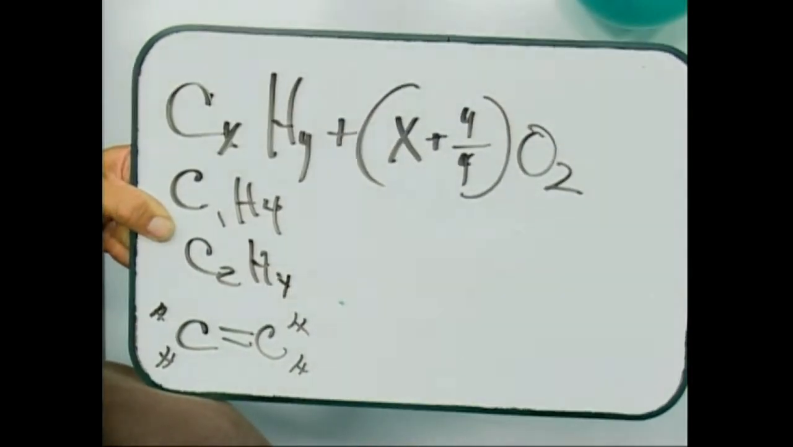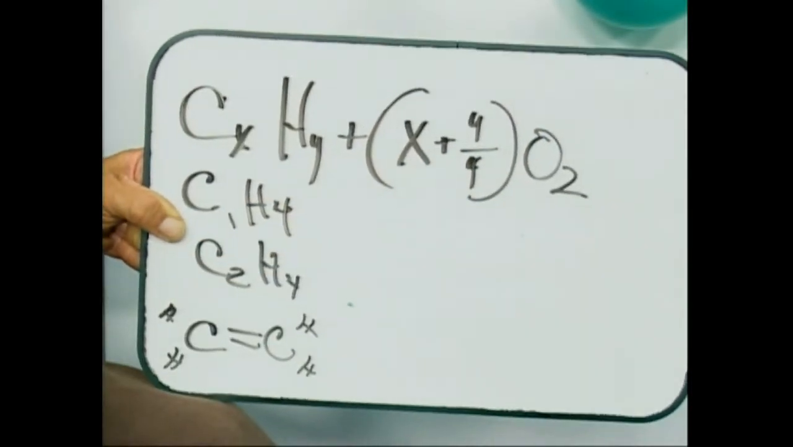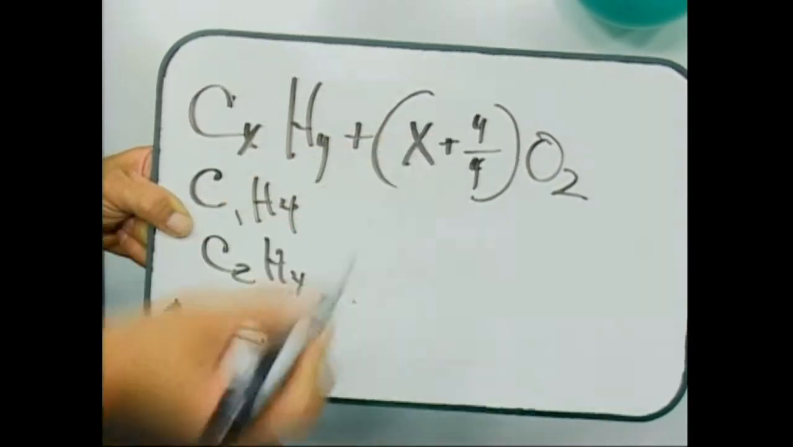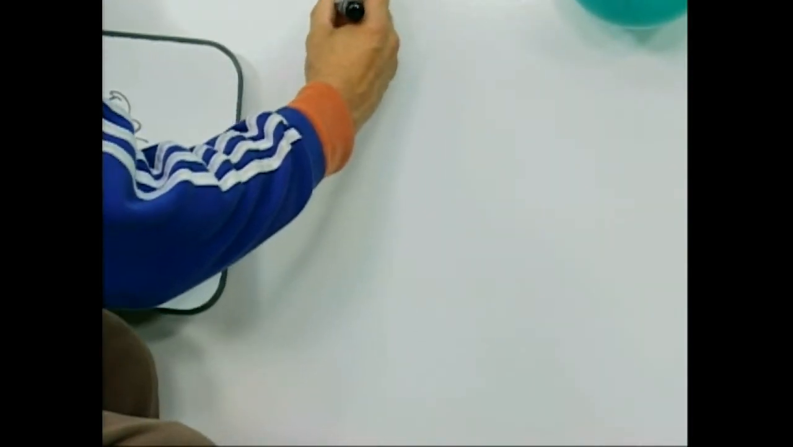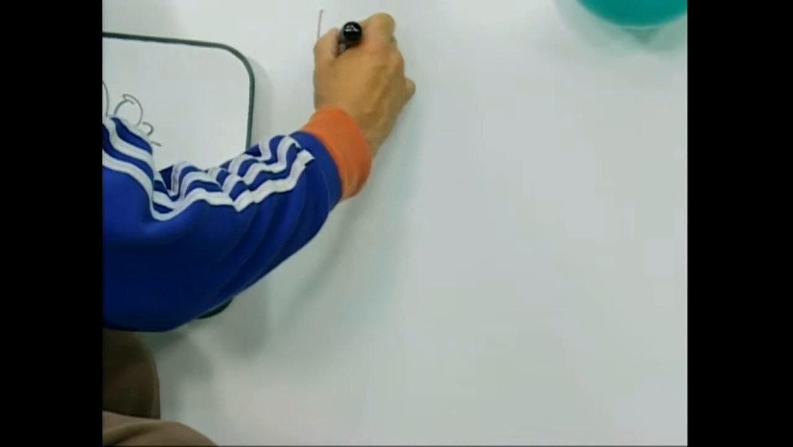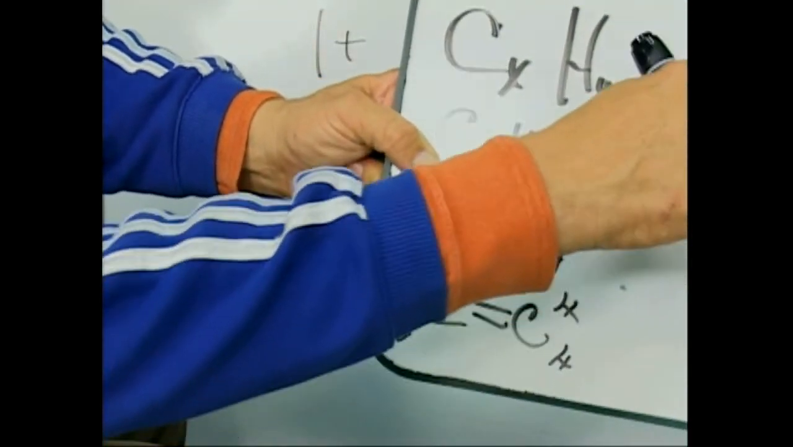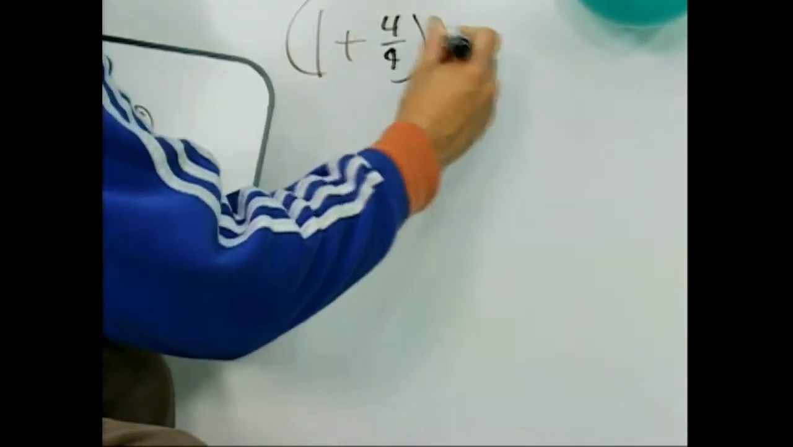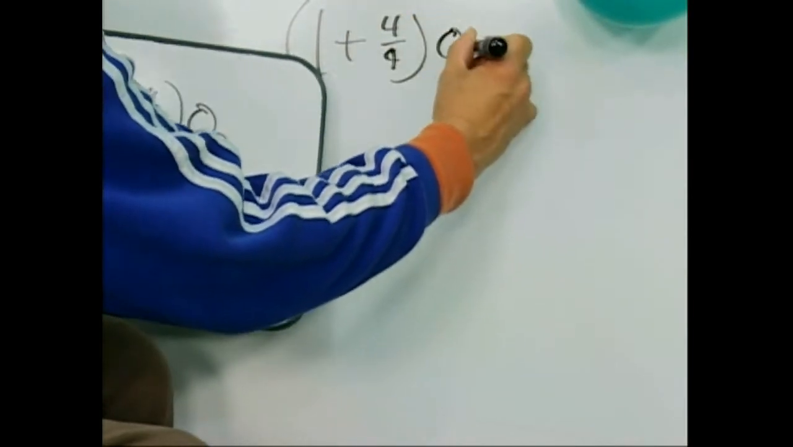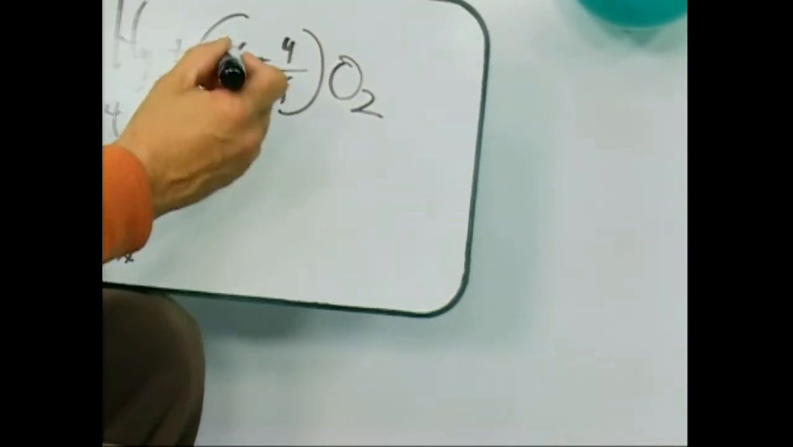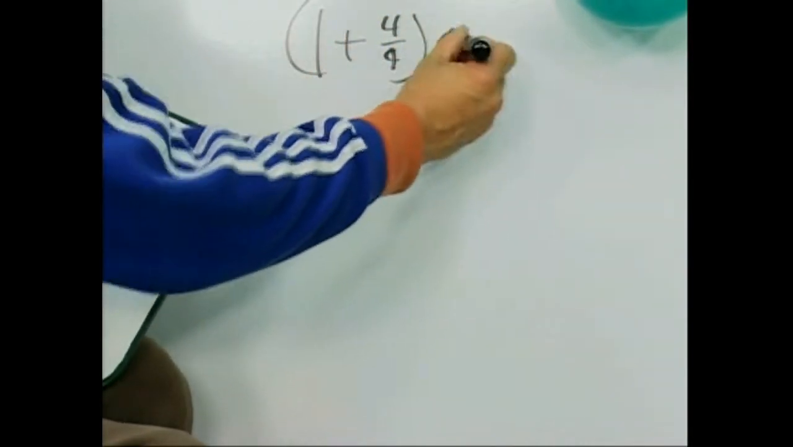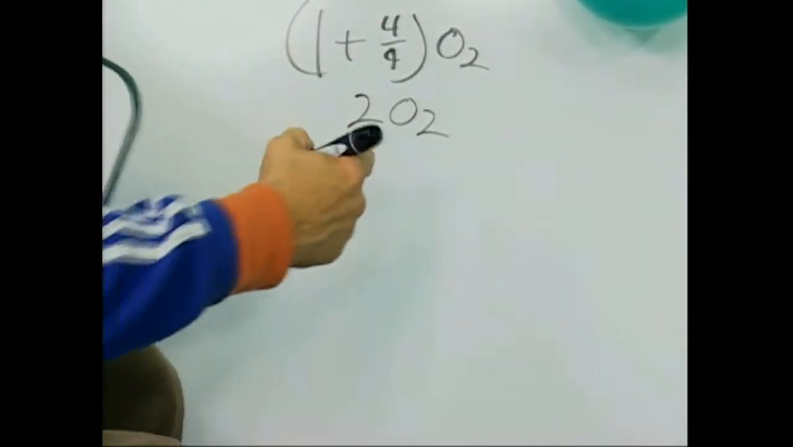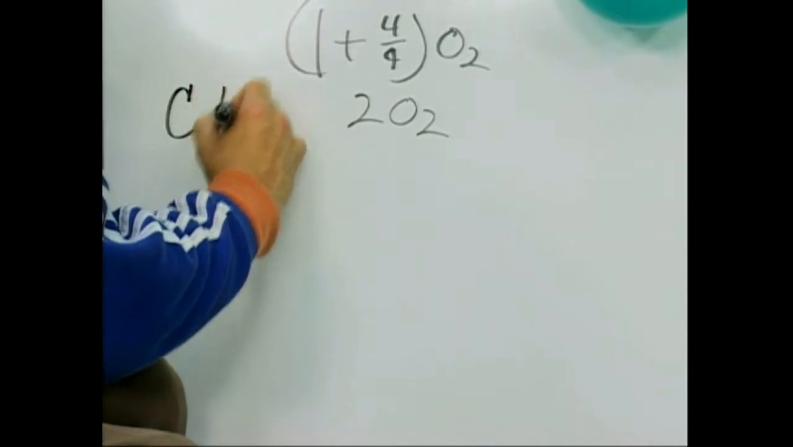So what we want to find out is how many O2s is that going to take? Well, we look at x here. x is 1 for the first one, so we're going to put in 1. y is 4 here, so 4 over 4. Keep that in the parentheses. That many O2s is how much it's going to take. This is 1 plus 1, is 2 O2s. So methane is going to require at least 2 O2s to combust.